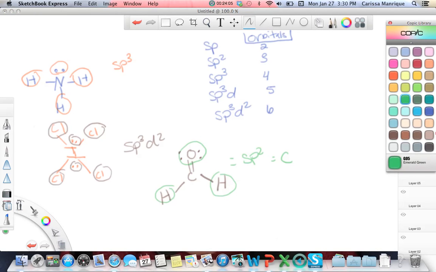Now let's look at oxygen. Let me do this a different color. Let's do this maroon color. Oxygen here has a lone pair, and a carbon. So how many reddish ones do I have? 3. So oxygen is also sp2 right here. I hope that makes sense.